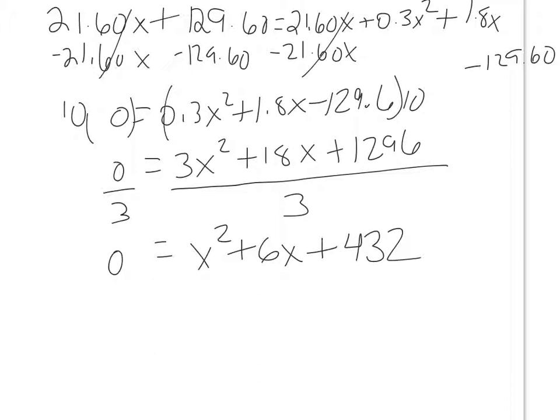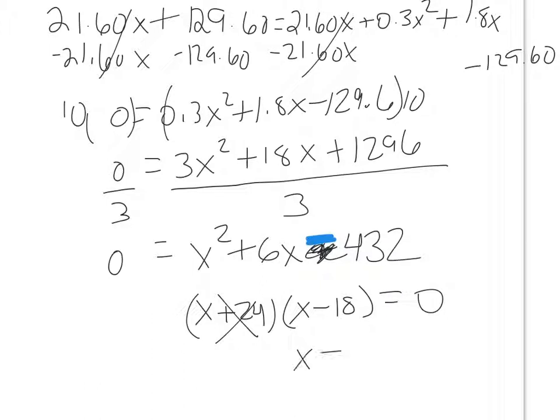So we can either try to factor or we can do quadratic formula. This should be a minus 432, I just forgot to carry it down. And then if we go to factor, you would get x plus 24 and x minus 18. You can't have a negative number, so you get x equals 18 dozen eggs that you sold.